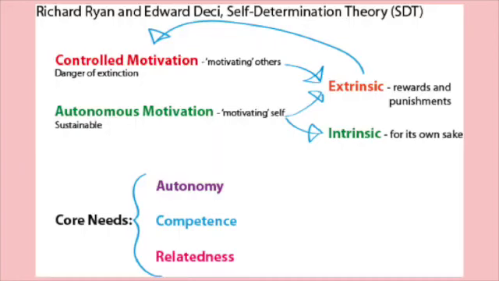So Richard Ryan and Edward Deci are psychologists who put together a huge team of hundreds of psychologists around the globe, and they've been going for decades. They have identified 3 core needs that all humans share. There might be more, but these are the ones they've proven beyond reasonable doubt everybody has. These are a need for autonomy, a need to feel competent and good enough, and a need to belong and feel that we can care and be cared for, which is relatedness.